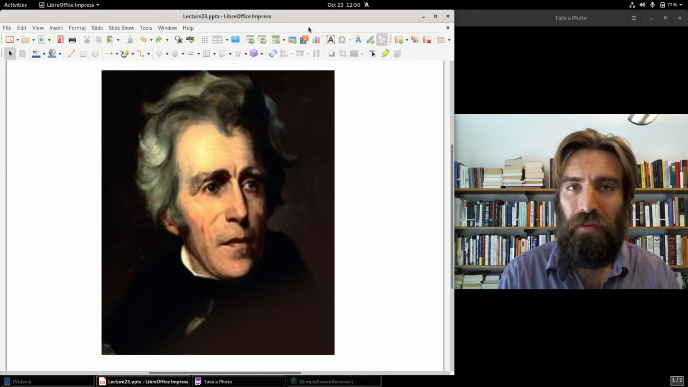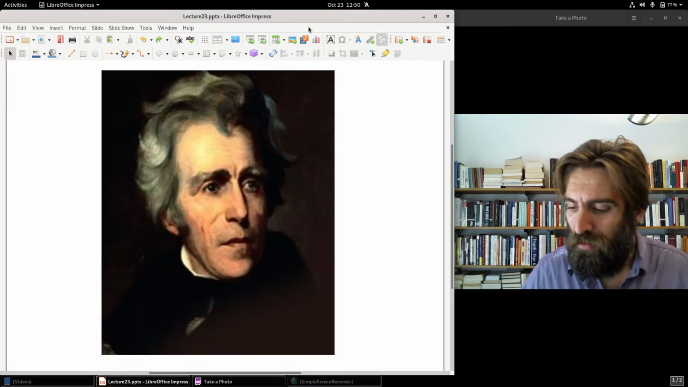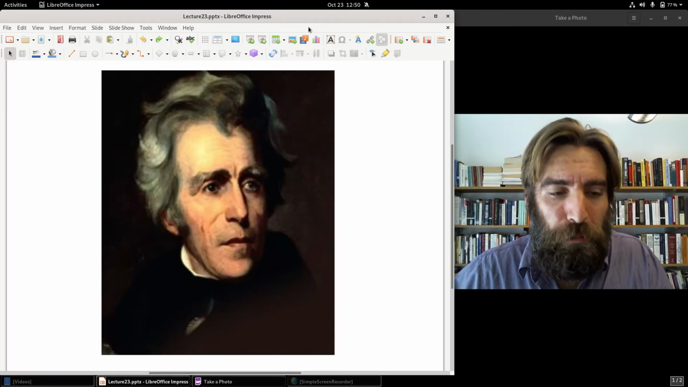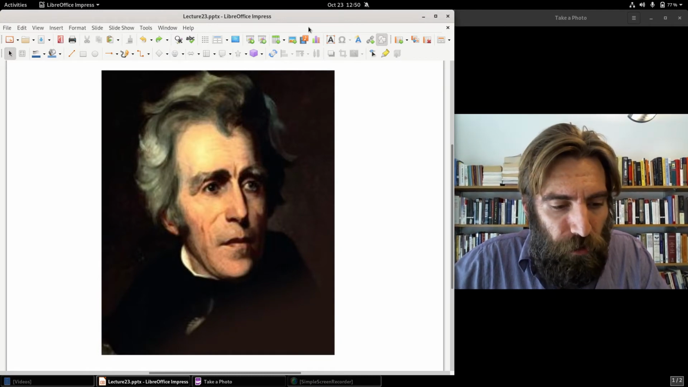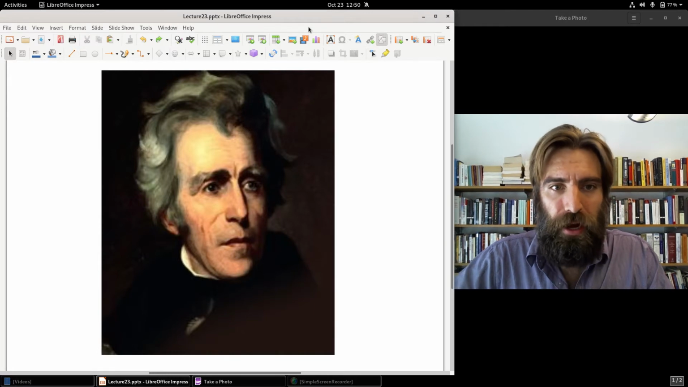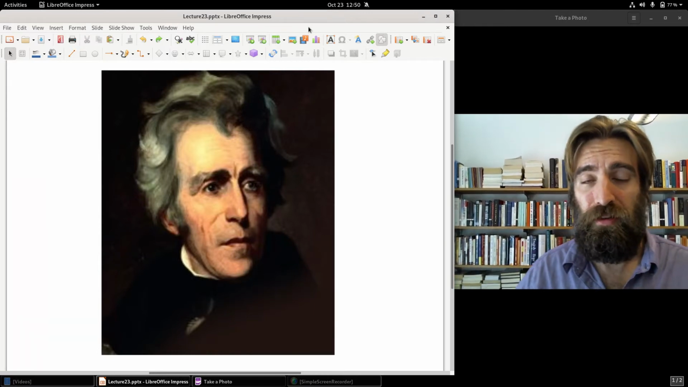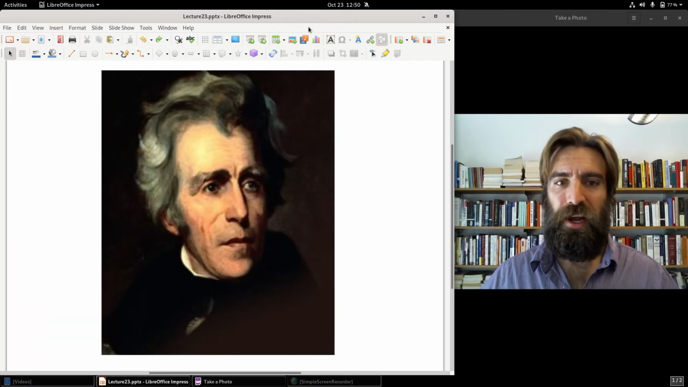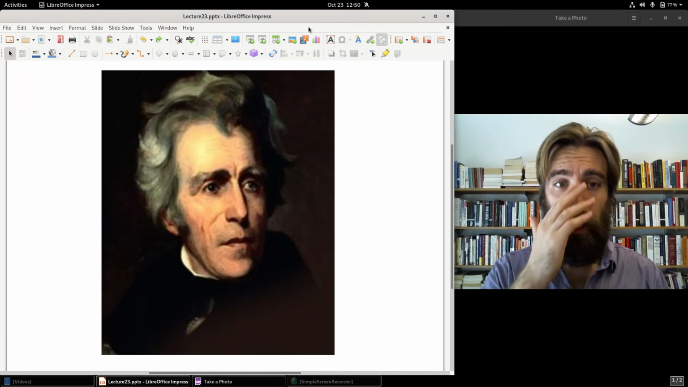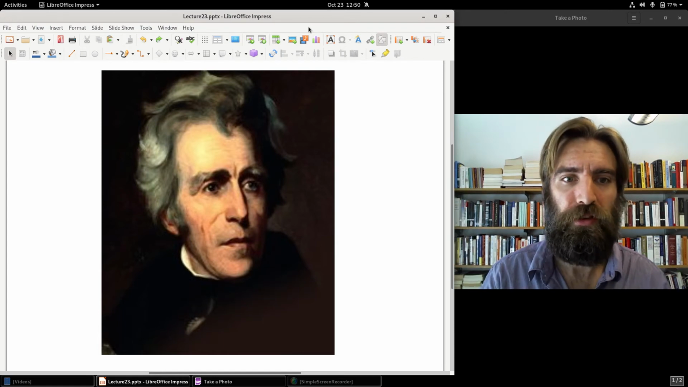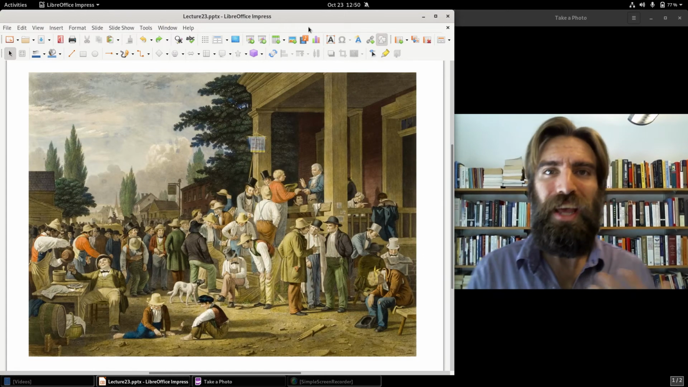You could call him a frontier aristocrat of sorts. We would say today a blue-collar millionaire. He was a folk hero, and again, he related to the common man. If Thomas Jefferson was an intellectual, Jackson was absolutely the polar opposite. Jackson is not an intellectual. Jackson is a populist. And what is populism?